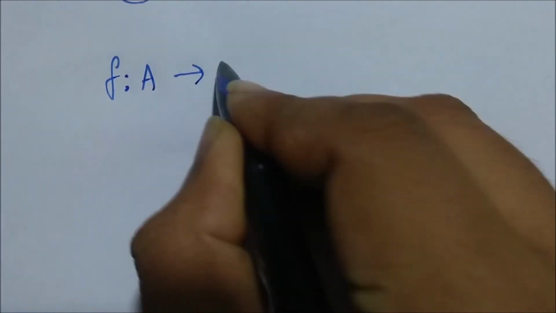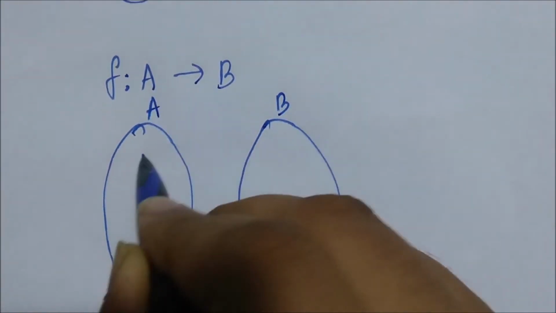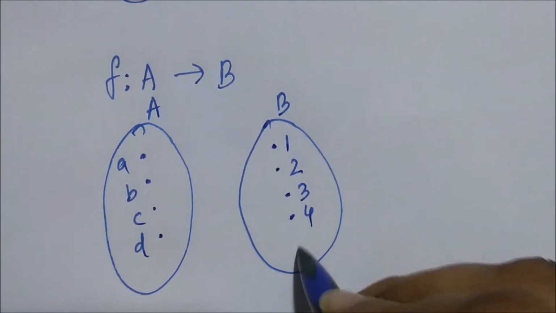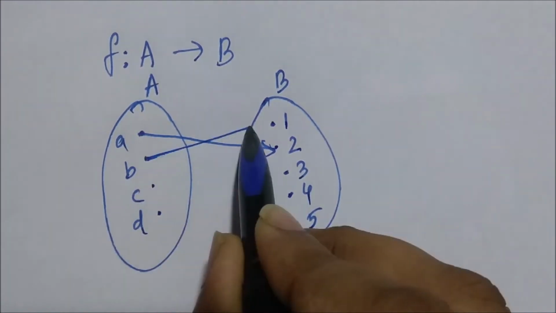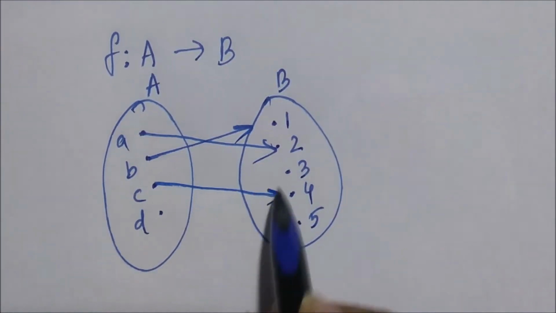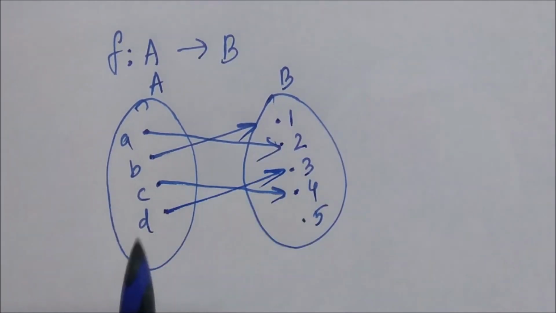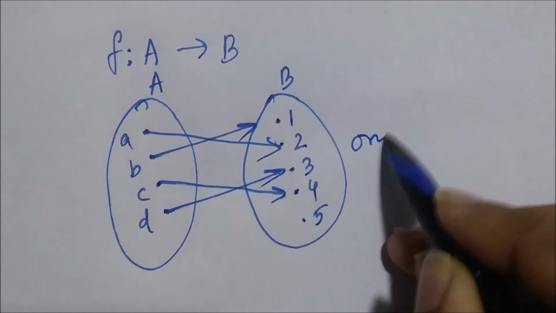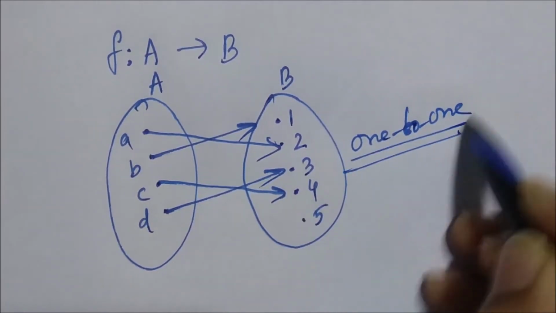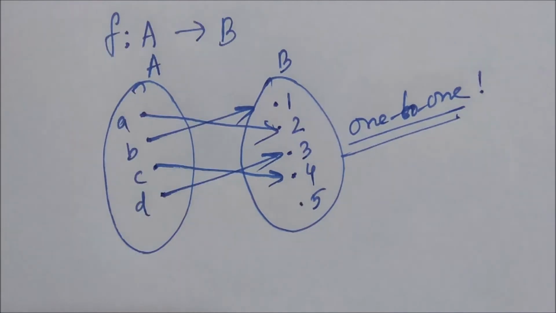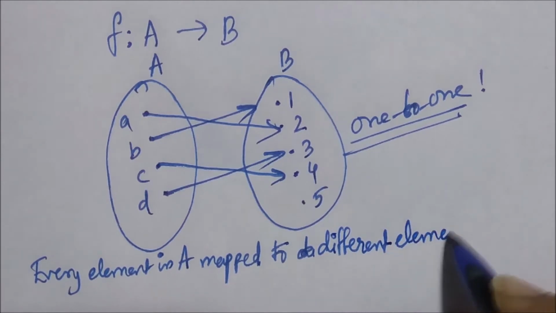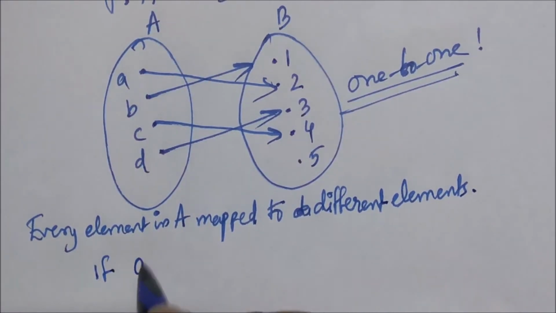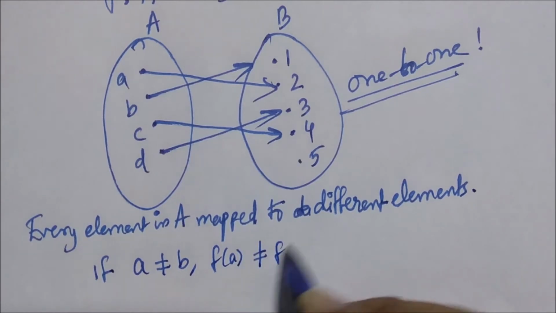Okay. Now let's see another function. Here a function defined from set A to set B, and the set A has elements A, B, C and D. Set B has elements 1, 2, 3, 4, 5. So A is mapped to 2, B is mapped to 1, C is mapped to 4, D is mapped to 3. So if you see whether this function is one-to-one, yes, it is a one-to-one function, because every element in A is mapped to different elements, which means that no two elements in the set A have been mapped to a same element in the set B. If that is the case, then the function is one-to-one, and this function is an example of a one-to-one function.